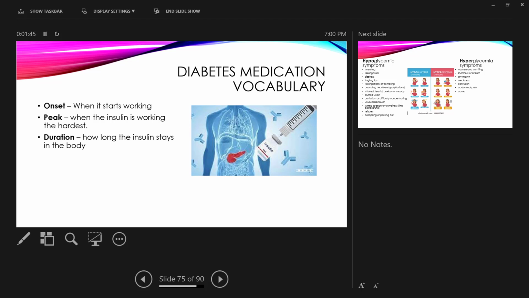Okay, so the first term here is onset. And what is meant by onset in the context of explaining how insulin works is when the insulin kicks in. So when the insulin starts working. Peak is when the insulin is working the hardest, fighting hyperglycemia with the strongest ability. And then duration is basically how long the insulin stays in the body, how long it's working in the body.